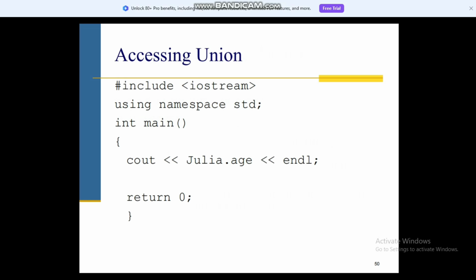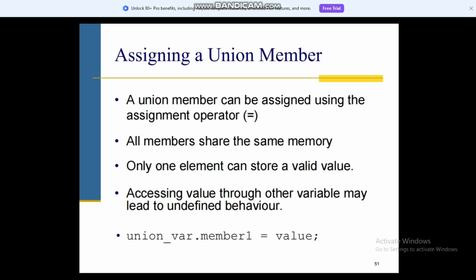So, the importance or properties of unions. All members share the same memory space. Only one member can hold a valid value at any given time. If you try to read a member that wasn't the last one written to, you might get undefined behavior.